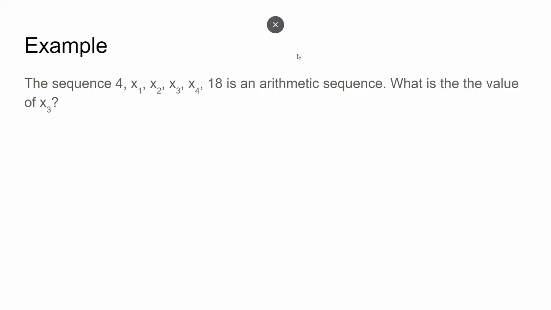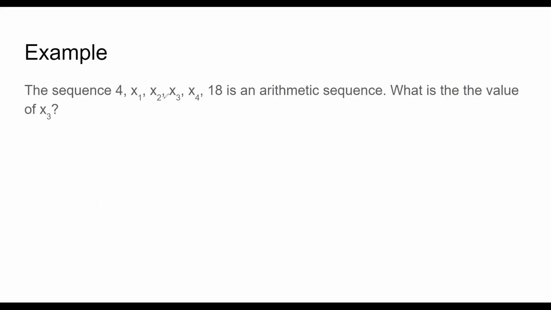Look at this first example here. The sequence 4, x1, x2, x3, x4, and 18 is an arithmetic sequence. What is the value of x3? Well, we know in an arithmetic sequence, we're going to be adding a common difference every time. So let's say we have d here, and then we add another d to get to x2. We add another d to get to x3, another one to get to x4, another one to get to x5, which is 18. So then this becomes 4 plus 5d is equal to 18. And then we can solve for d here.